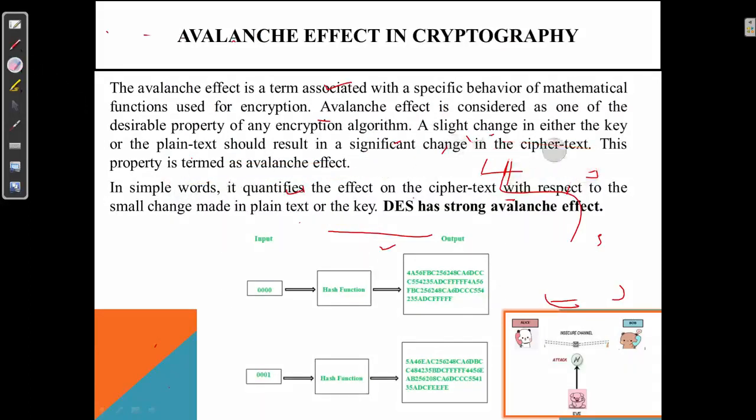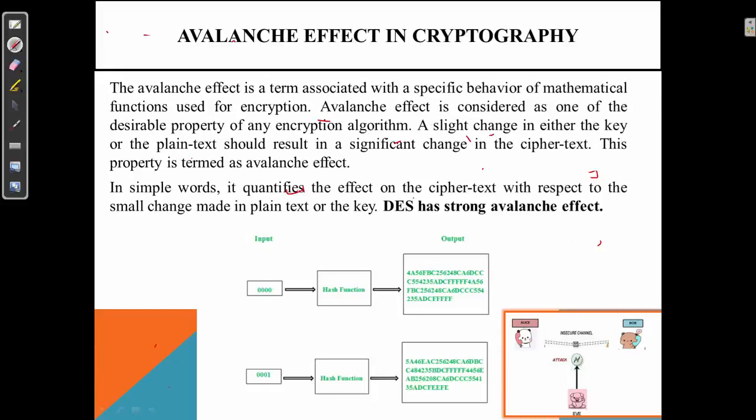Then there are two important things in cryptography. First one is avalanche effect. What does avalanche effect mean? The avalanche effect is a term associated with a specific behavior of mathematical functions used for encryption. Avalanche effect is considered one of the desirable properties of an encryption algorithm. A slight change in either the key or the plain text should result in a significant change in the ciphertext. This property is termed as avalanche effect.